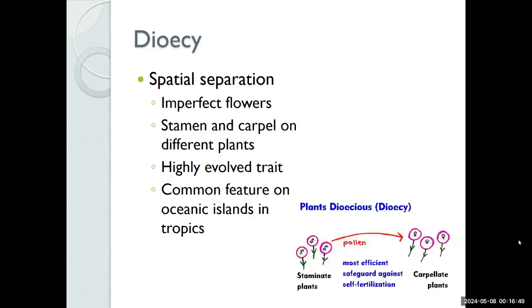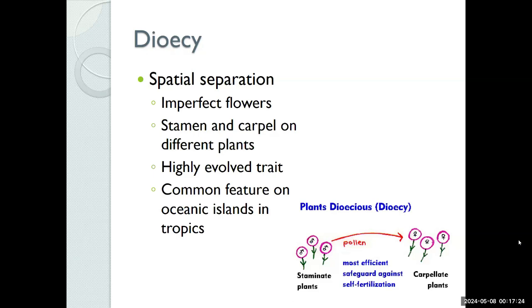Another strategy is to separate the male and female parts through space. In this case, you could have dioecious plants, imperfect flowers that are either all male or all female. This is a highly evolved trait, and it's very common in oceanic islands that use wind pollination to move them. The idea here is you want that wind to carry it farther away to other plants of a different gender.